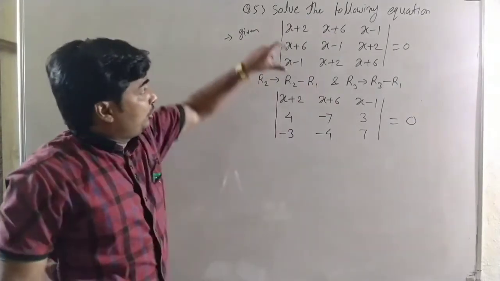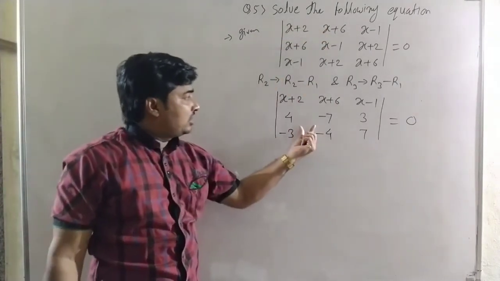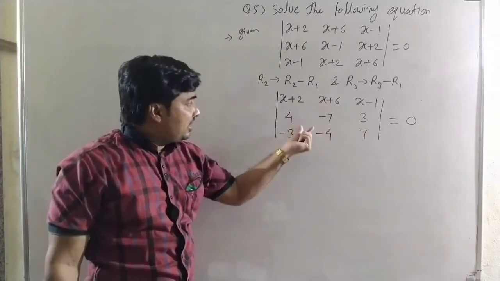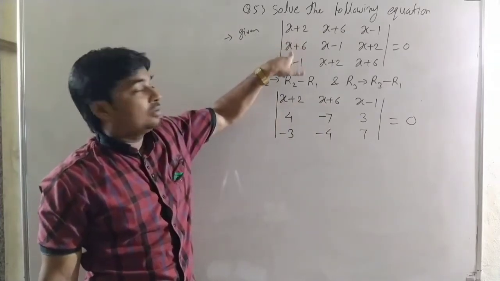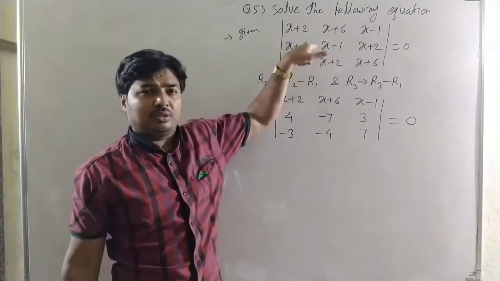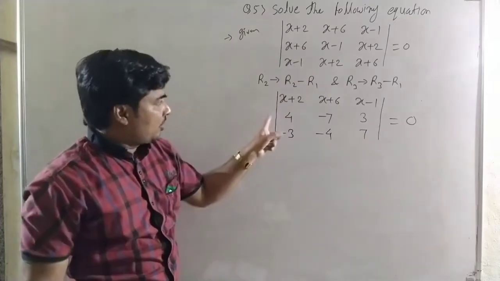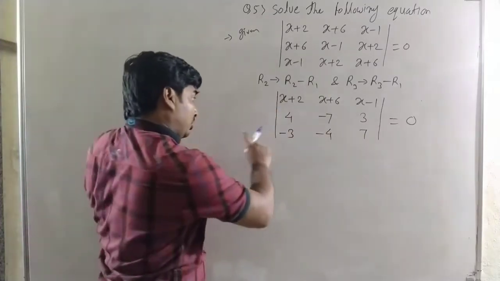Here it is the original determinant. By using the property of the determinant we get this determinant, and it is easy to expand for this example. The original is a lengthy procedure, but this one is easy to expand. Now we expand this to find the value of this determinant.